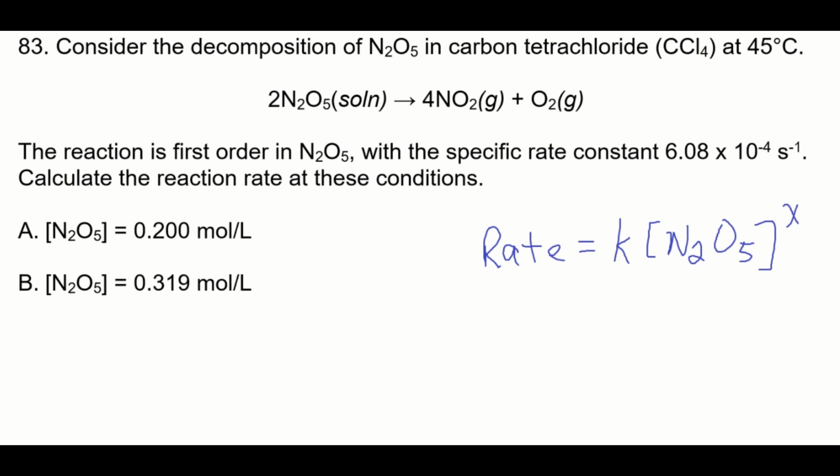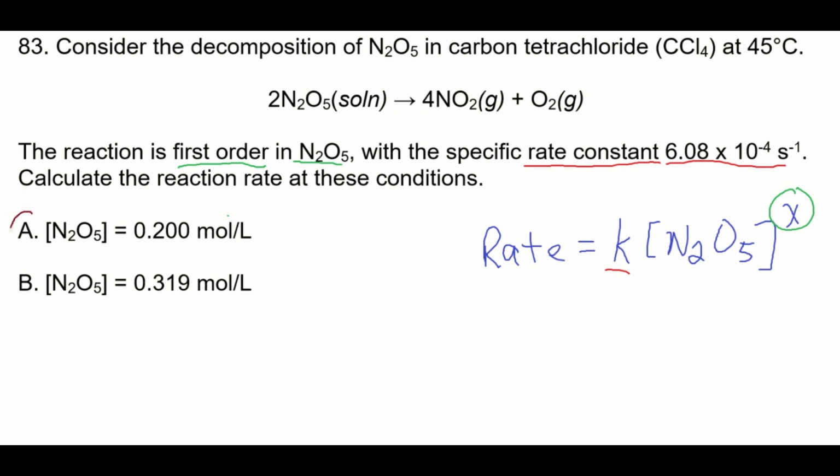Now in this problem, we're given the rate constant K. It tells us the rate constant is that, so we're given that. And we're also given the order because it tells us it's first order. And that's with respect to the only reactant, dinitrogen tetroxide. So all we need to do is plug in these numbers to get the answers.